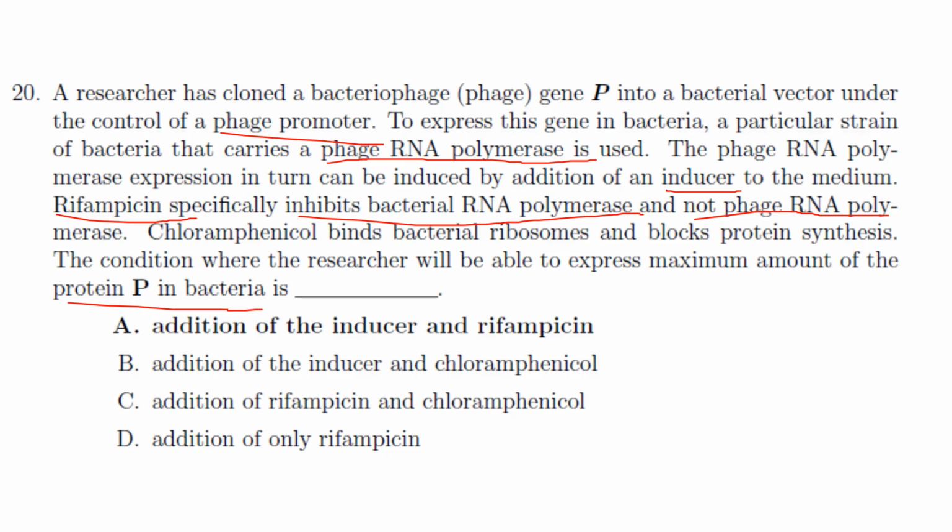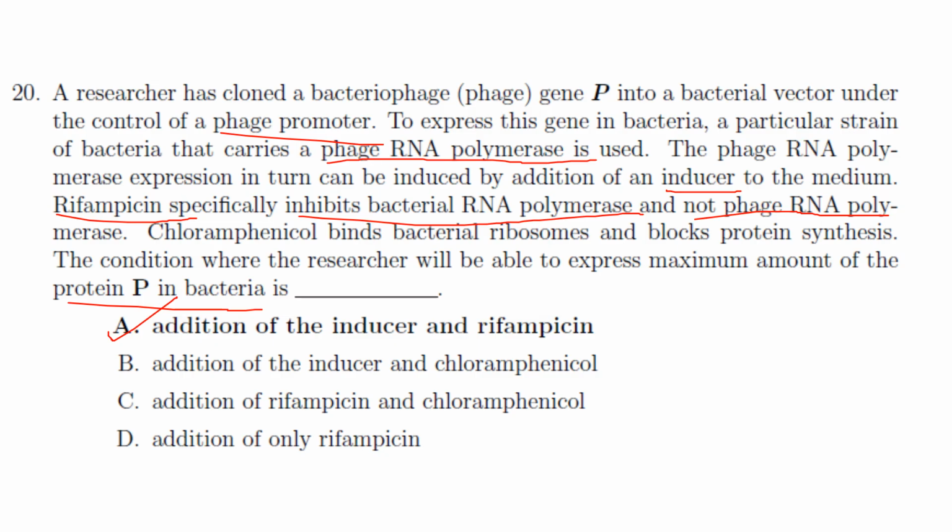Now see the options. Addition of inducer and rifampicin. Yes, I already told, inducer addition will activate phage RNA polymerase. Rifampicin addition will inhibit bacterial RNA polymerase. So phage RNA polymerase will go there, bind to the phage promoter. Gene transcription will take place. Then bacterial ribosomes will convert this mRNA into proteins. So A is correct.